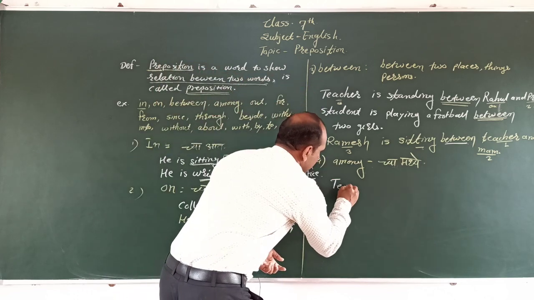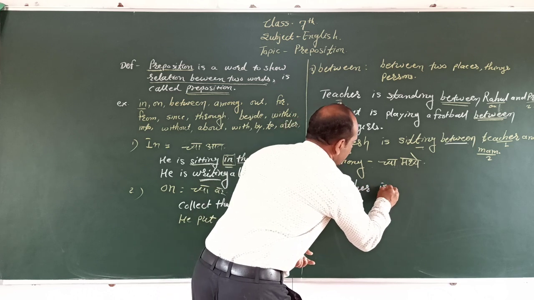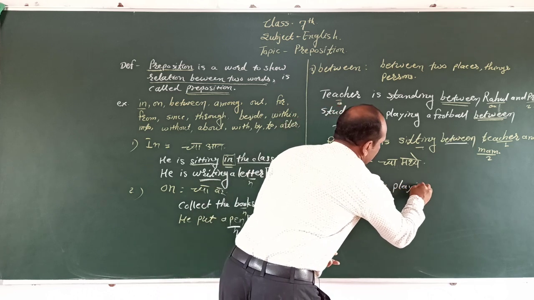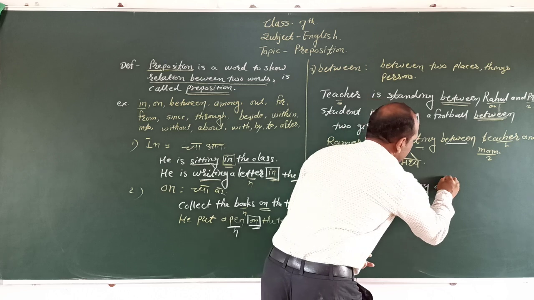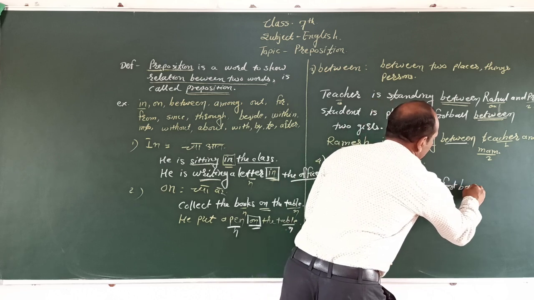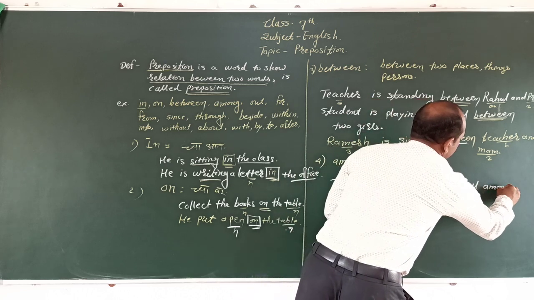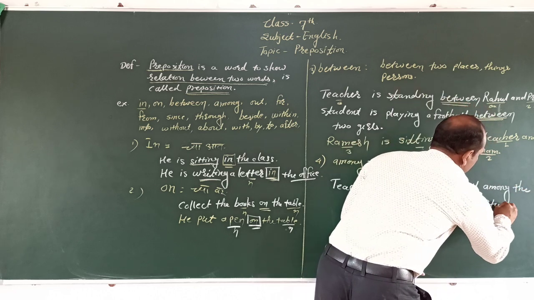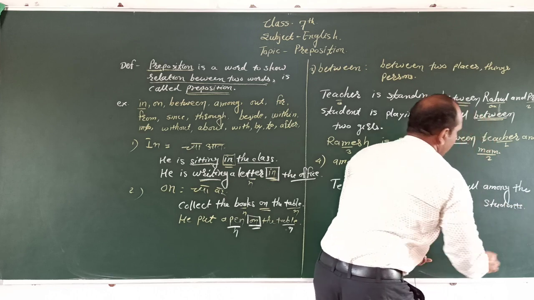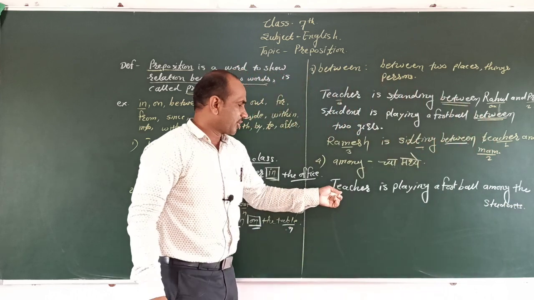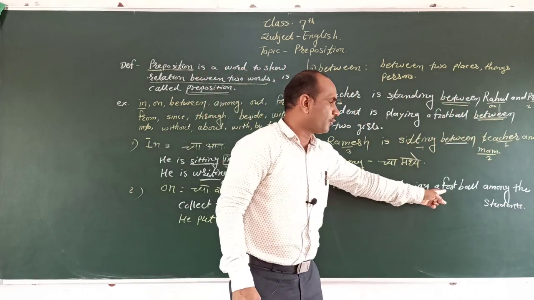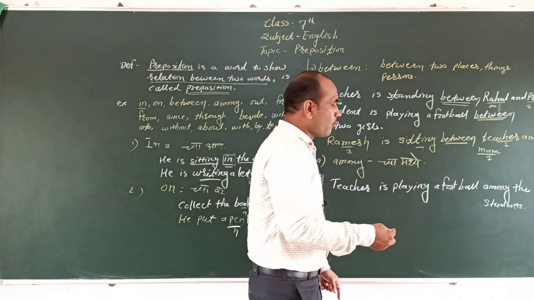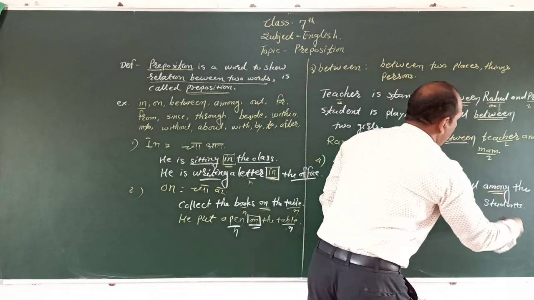Listen, teacher is playing a football among the students. Here, one example I have given: teacher is playing a football among the students. Among the students, here we write among.